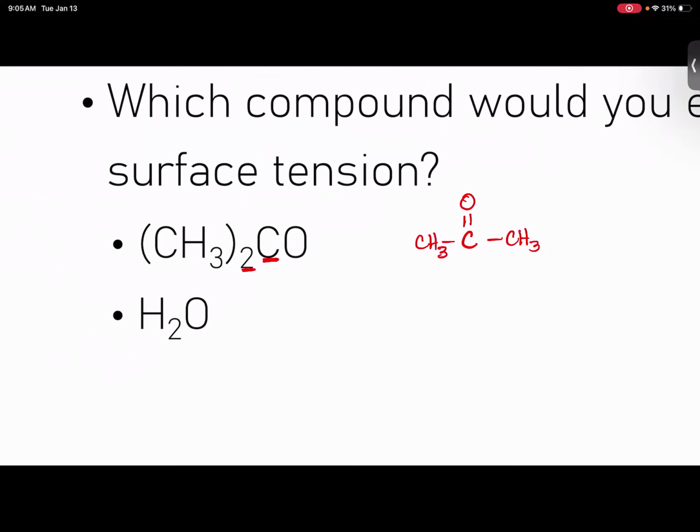So this is what the structure of that compound looks like. And then we have water. Which one of these do you expect to have the greatest surface tension? Why? Well, what forces are present in the formaldehyde? No, not formaldehyde.